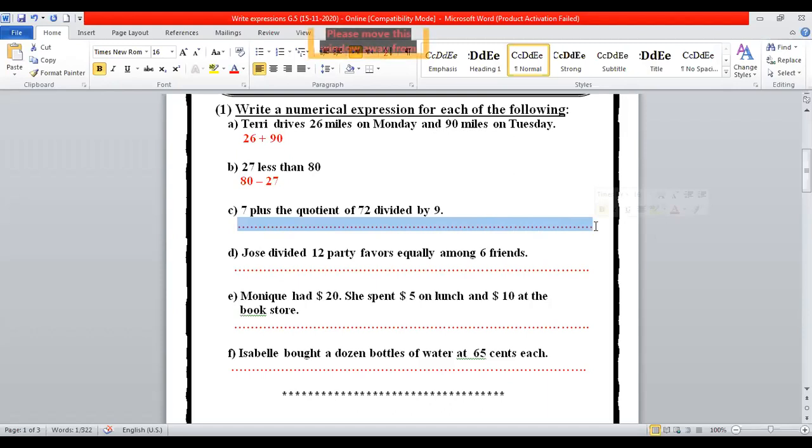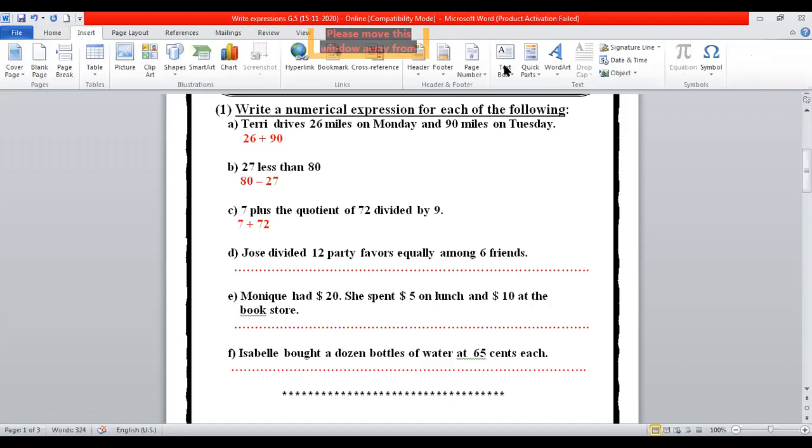Firstly, 7 plus. Quotient means divide. 72 divided by 9. Okay. And here we can put brackets because of the sum, and we find the result of the quotient firstly, and then after that we add.